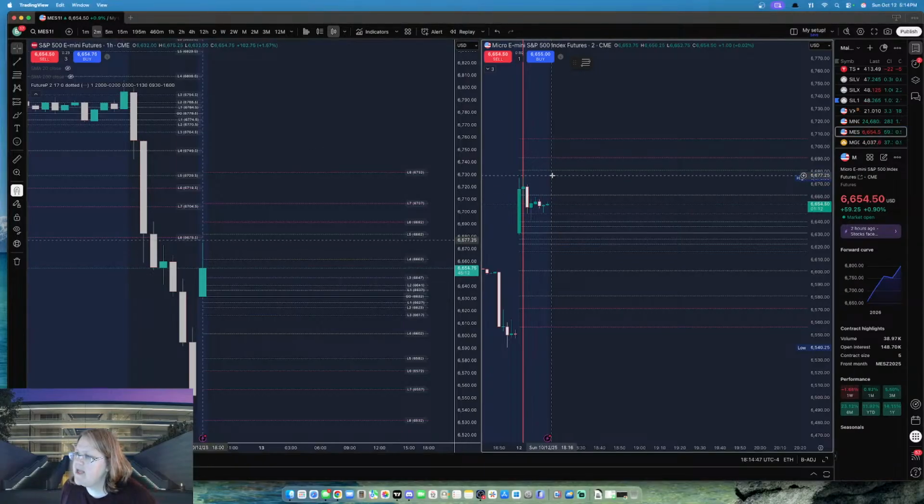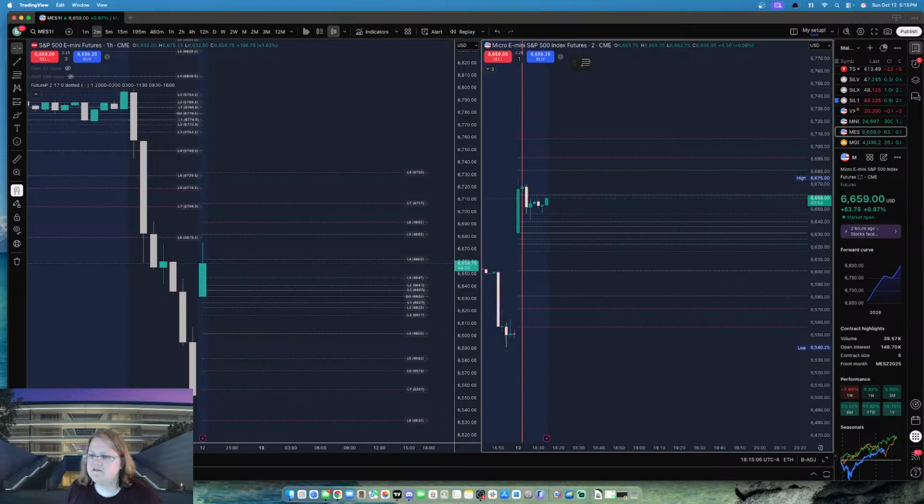But yeah, right now we would be in what the strat would call a mother bar situation. So until we break out of, or what most traders would call an opening range at this point, until we break out of one of these, then I'm just sitting on my hands.